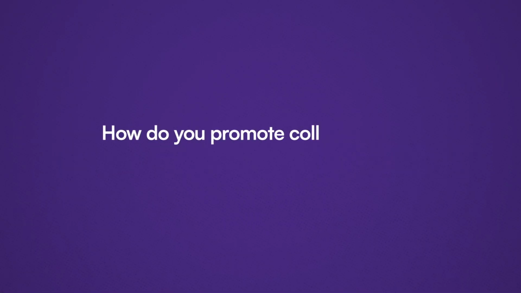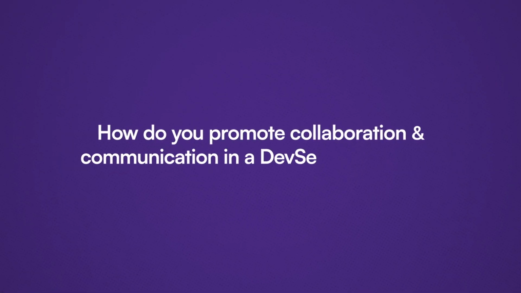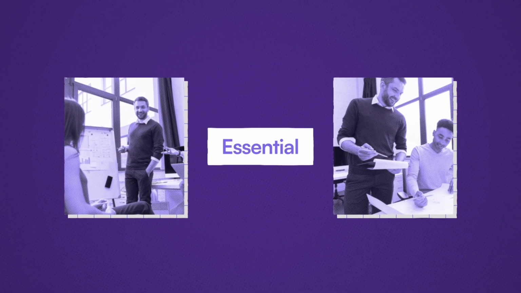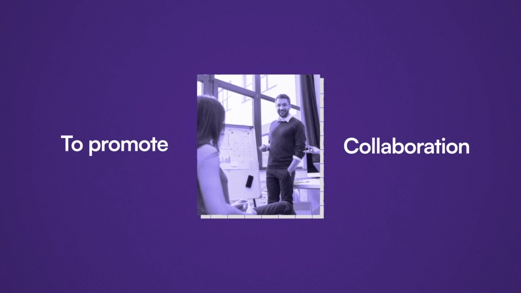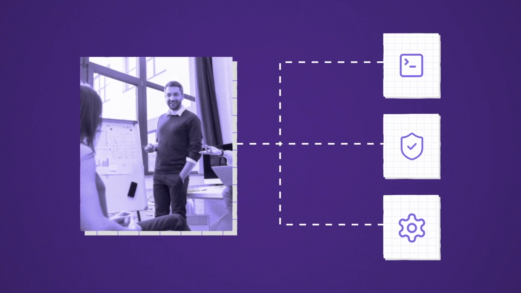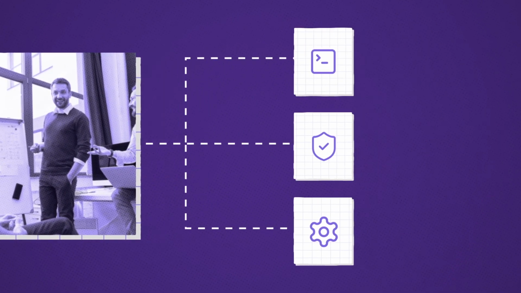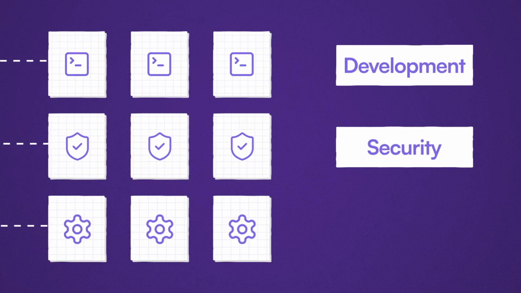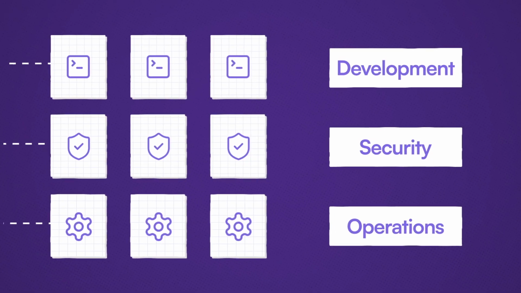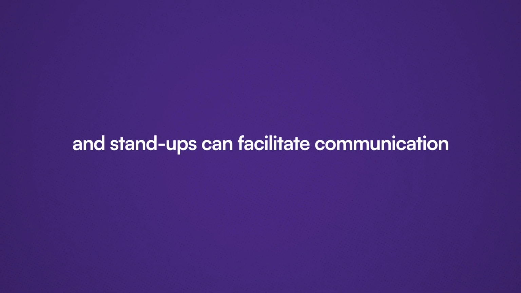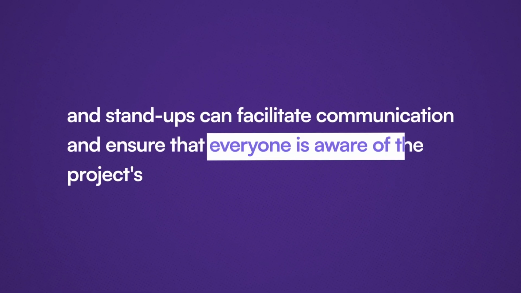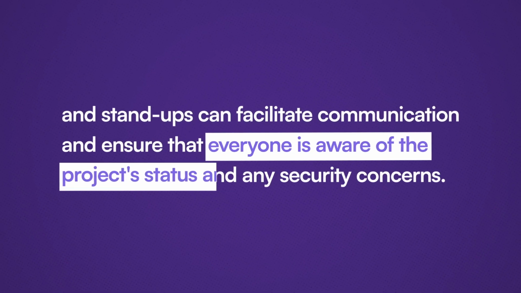How do you promote collaboration and communication in a DevSecOps culture? Collaboration and communication are essential for successful DevSecOps practices. To promote collaboration, cross-functional teams can be established that include members from development, security, and operations. Regular team meetings and stand-ups can facilitate communication and ensure that everyone is aware of the project's status and any security concerns.